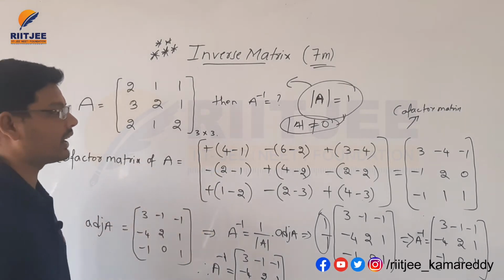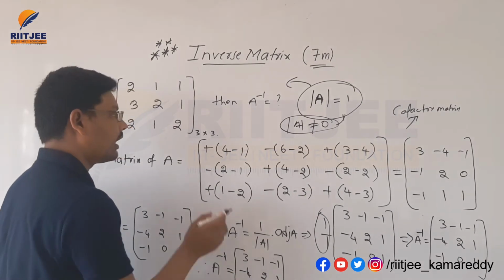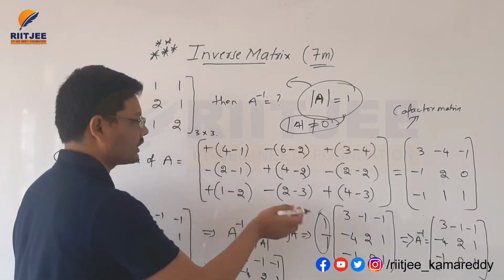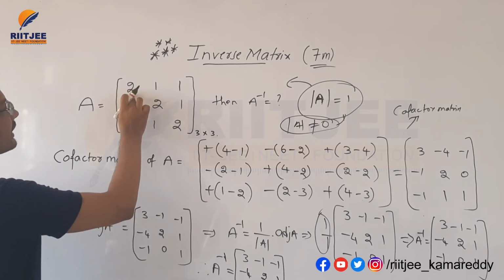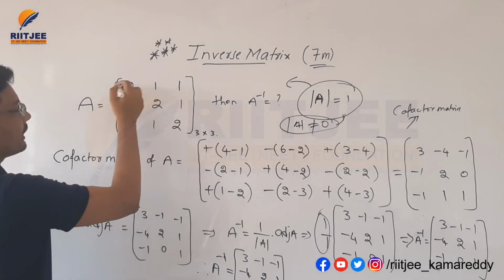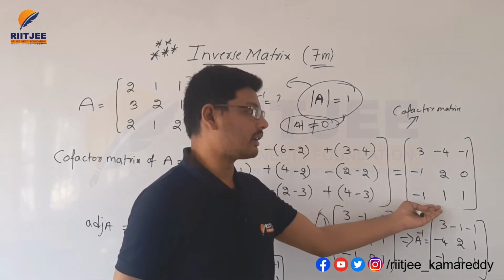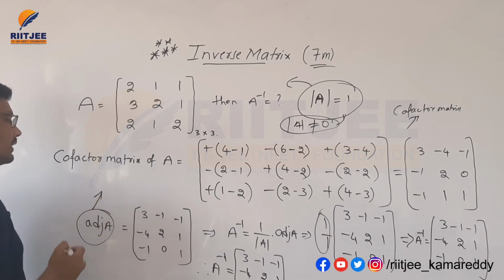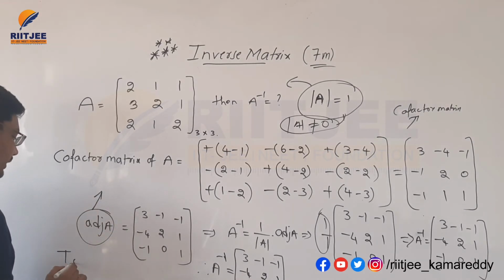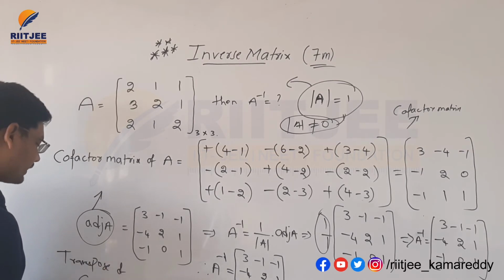If you want to find the cofactor matrix, place the braces here and place the signs here alternately, plus minus, minus plus minus here like this. So you can find each and every cofactor element of each element in matrix A, then we will get the cofactor matrix here. After getting the cofactor matrix, you need to transpose the matrix, then you will get the adjoint matrix. Adjoint matrix is nothing but the transpose of the cofactor matrix here.